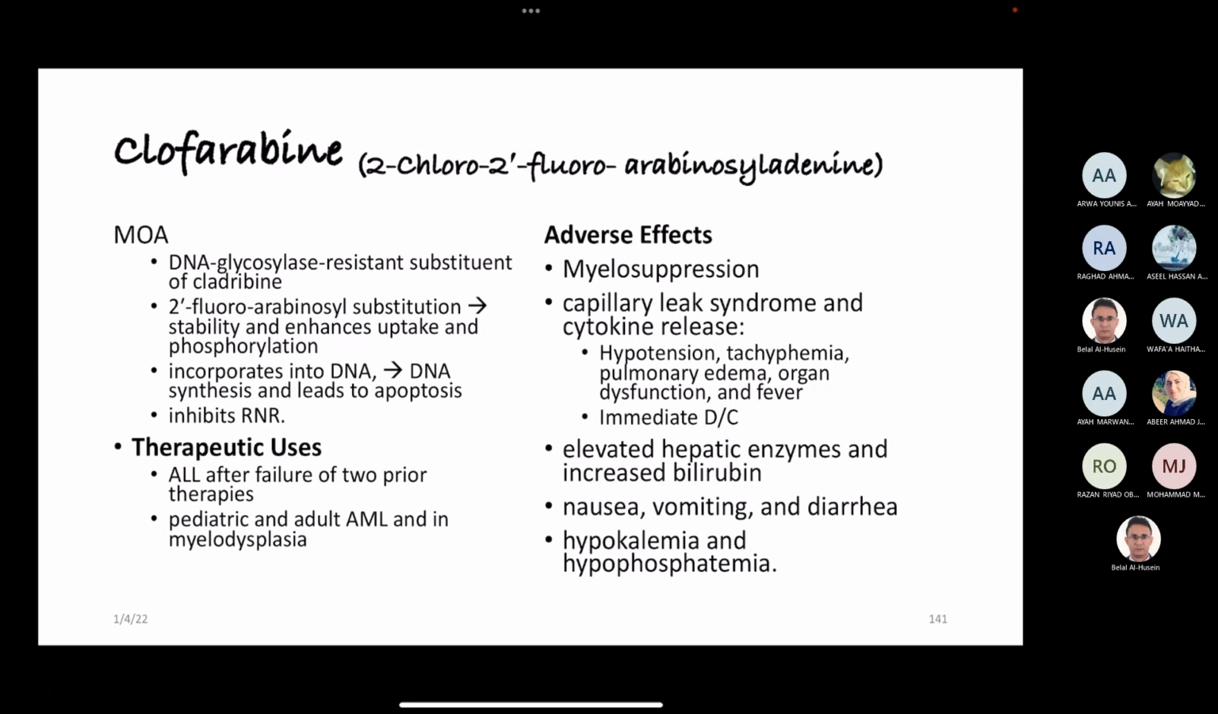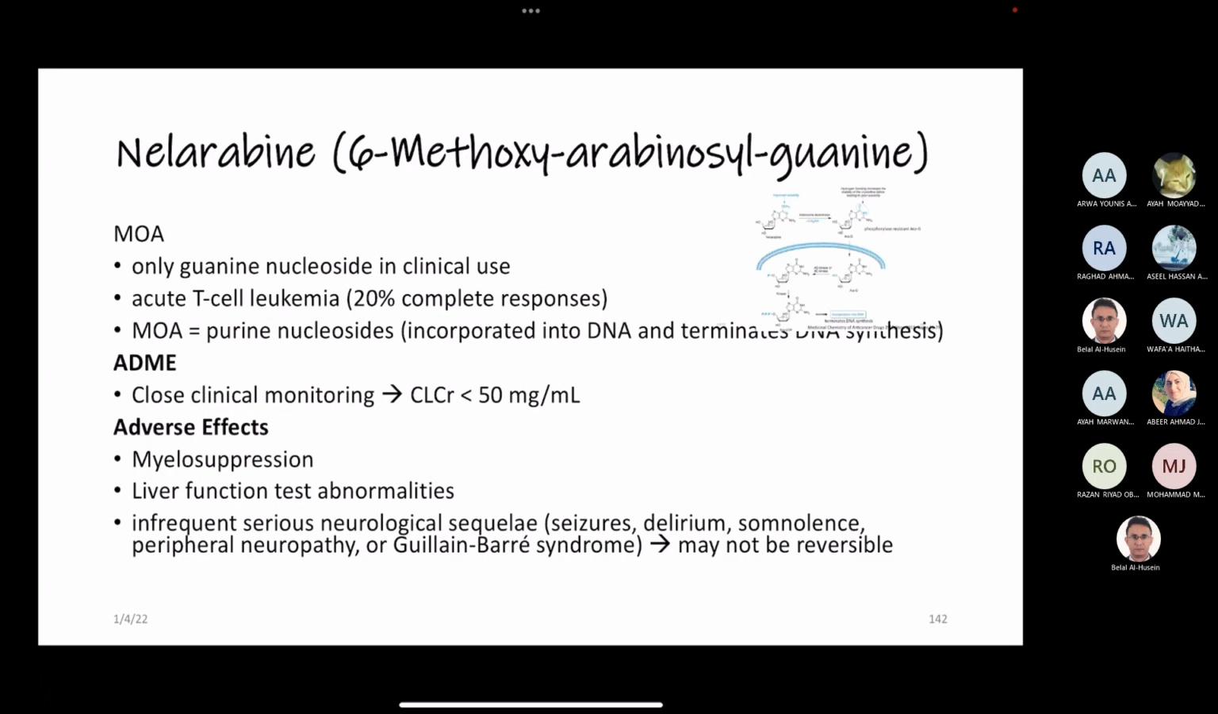Side effects include myelosuppression. Also we have syndrome of capillary leak and cytokine release, which would cause some complications. If this happens, you have to immediately discontinue the drug. And elevation of liver enzymes, nausea and vomiting and diarrhea, and hypokalemia and hypophosphatemia.